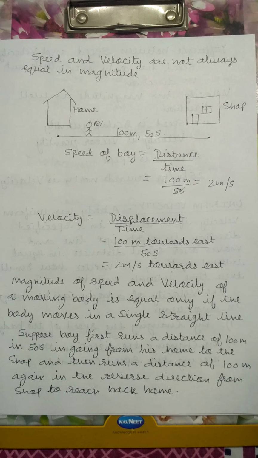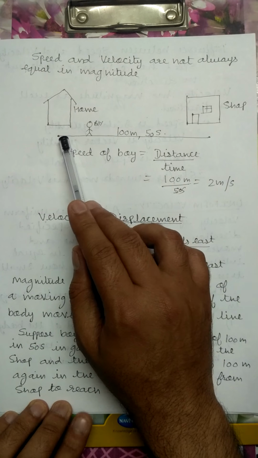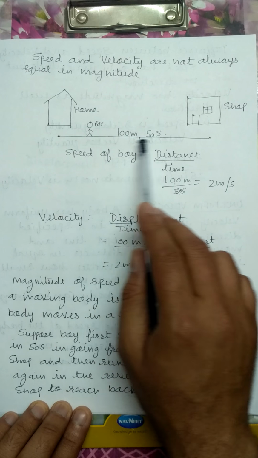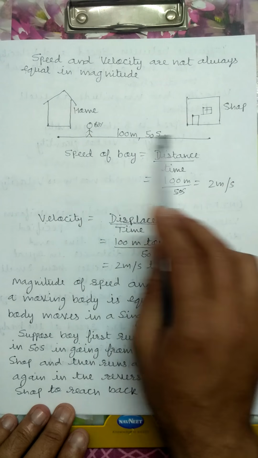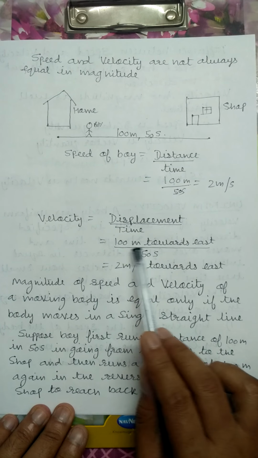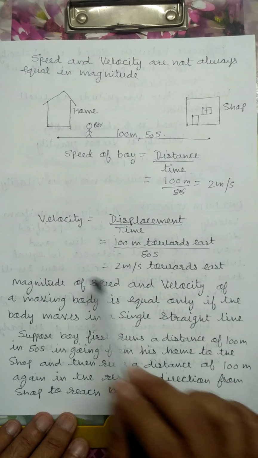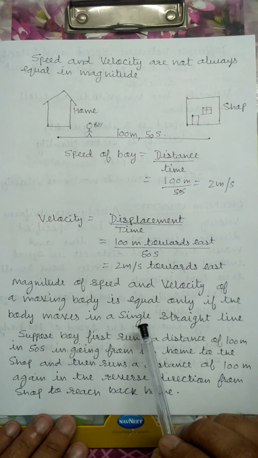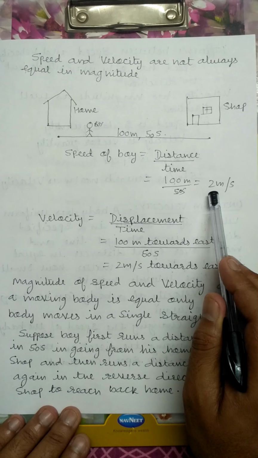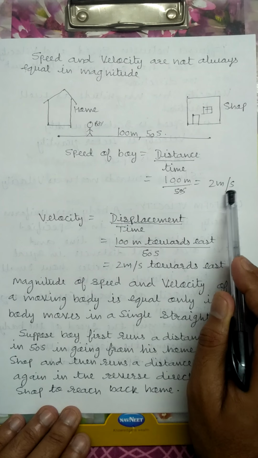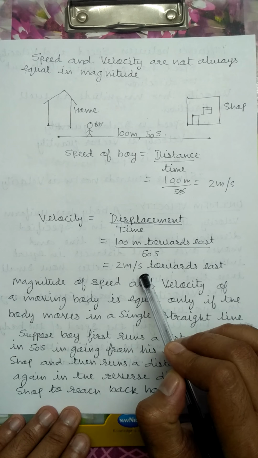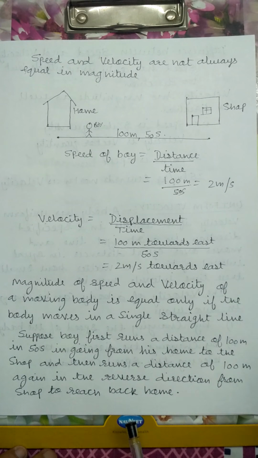Now what is the velocity? Velocity is displacement upon time. Displacement means distance traveled in a specified direction. This boy is running in the east direction. So 100 meters towards east is the displacement of this boy in 50 seconds. So velocity will be 2 meters per second. Here you can see 2 meters per second is the magnitude of speed, 2 meters per second is the magnitude of velocity, and they are the same.